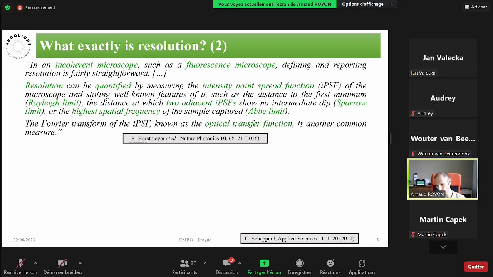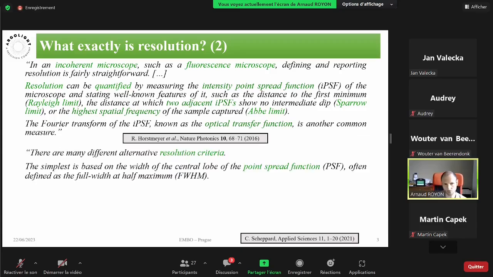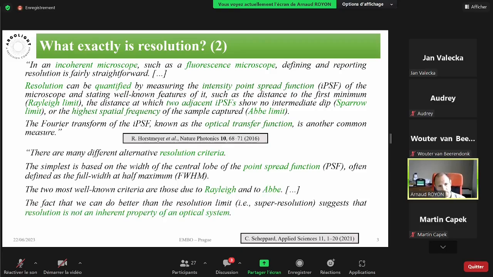And to conclude, I would also like to quote Shepard in 2021, who also states that there are many ways to define resolution. But there is a sentence that I found very interesting: the fact that we are better than the resolution limit, and he meant by that super resolution, suggests that resolution is not an inherent property of an optical system, and instead the optical system has the capacity to transmit a finite amount of information. So that's all for the literature review.